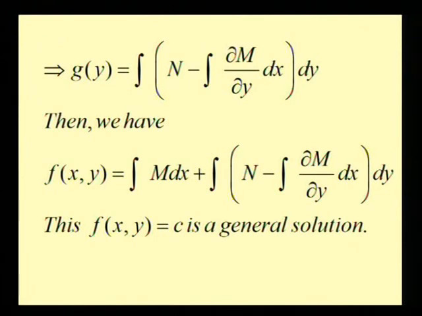dx, again integrated with respect to y. Thus we obtain g(y). Substitute g(y) in the value of f(x,y), we will get f(x,y) is equal to integral m dx plus integral of n minus integral of delta m by delta y dx, dy. Thus f(x,y) is equal to some arbitrary constant c is the general solution of the given exact differential equation.